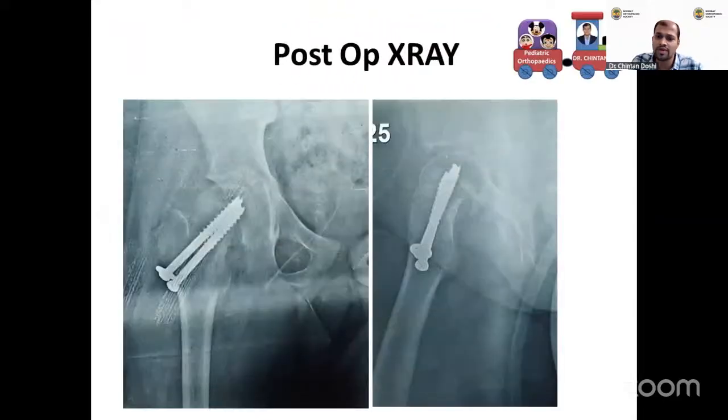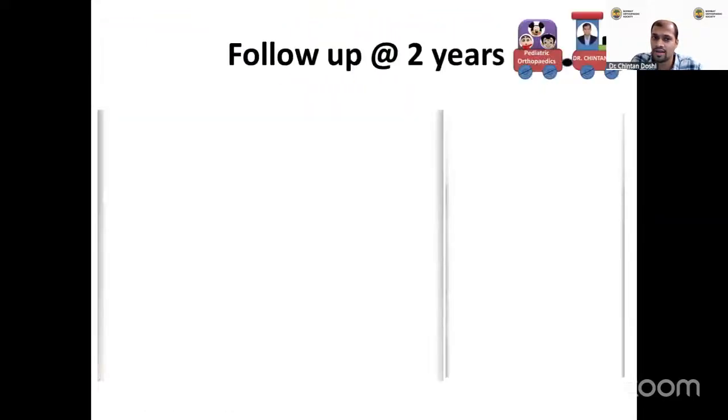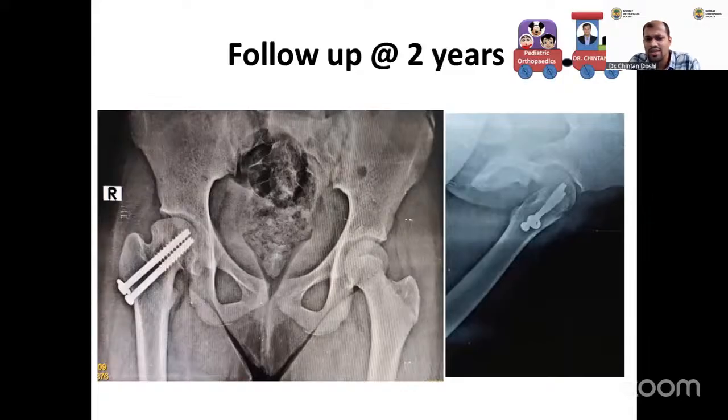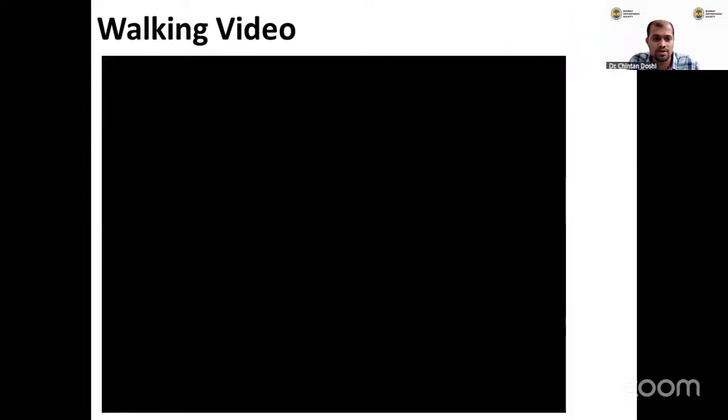So the post-operative X-ray is this, and now we have a 2-year follow-up. There is some shortening of the neck. I assume there is some kind of AVN, but the head is still preserved. The screws are not penetrating. The head is round, circular, and sits very well in the hip.